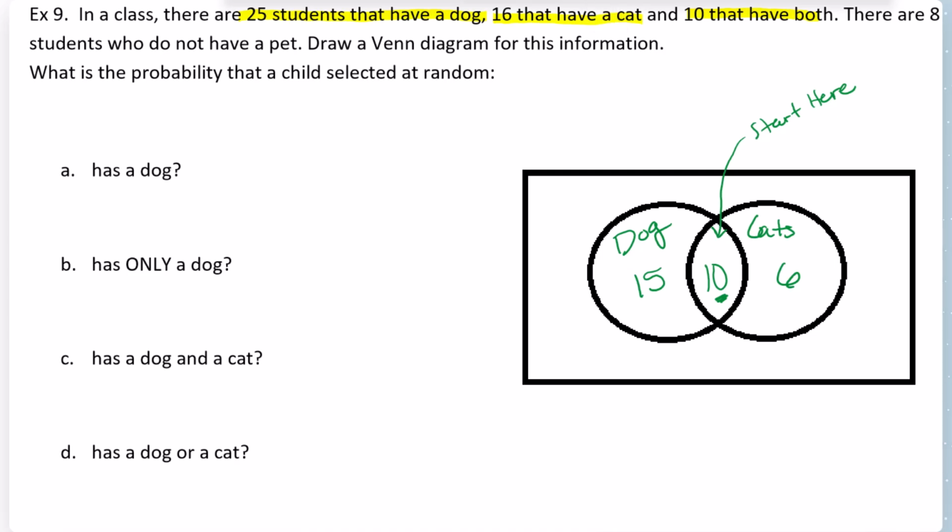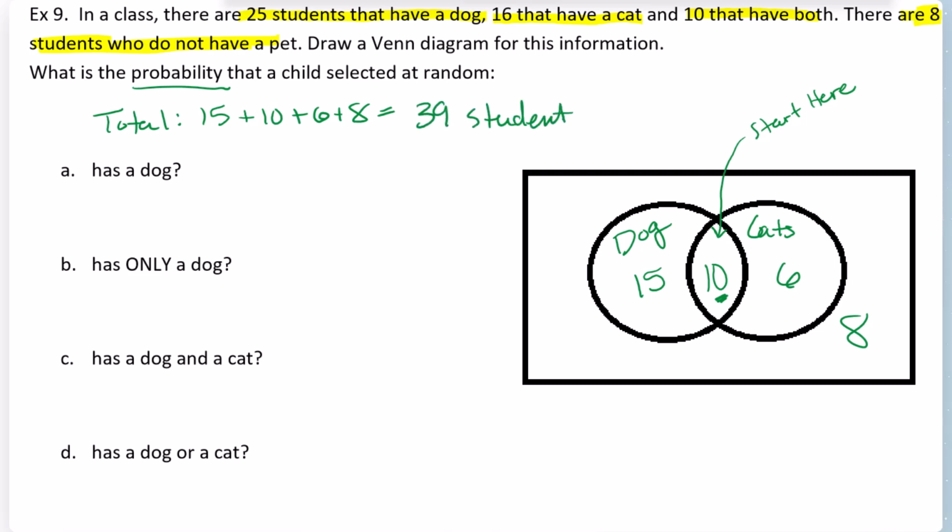And then we have one other piece given to us. There are 8 students who do not have a pet. Those 8 would go outside. They don't have a dog or a cat. All right, in order to continue moving forward with probability, we need to know our total. How many students are there? Well, we have 15 and 10 and 6 and 8. If you add that by hand or grab a calculator, that ends up being 39 students.